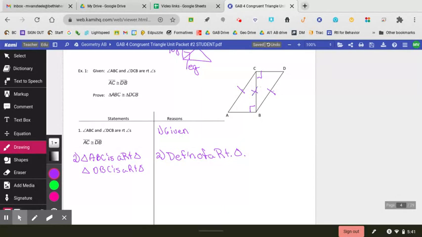Well, CB is in both triangles. So therefore I can say CB is congruent to CB, which is reflexive. And then, since I know those are congruent, those are a leg. So therefore, I can say that triangle ABC is congruent to triangle DCB by hypotenuse leg. And that proof's done.